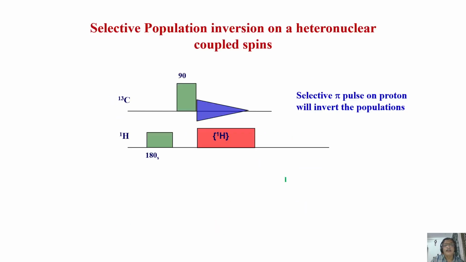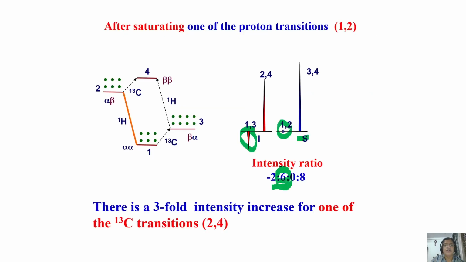Okay, let us see what happens with population inversion also. First remember, we'll come to the population inversion now. You understood selective population transfer in the heteronuclear case. Similar to the homonuclear case, there is a rise in intensity, but there is a greater rise in intensity here because we are considering the heteronuclear case, and you see one of the peaks goes up threefold in intensity.